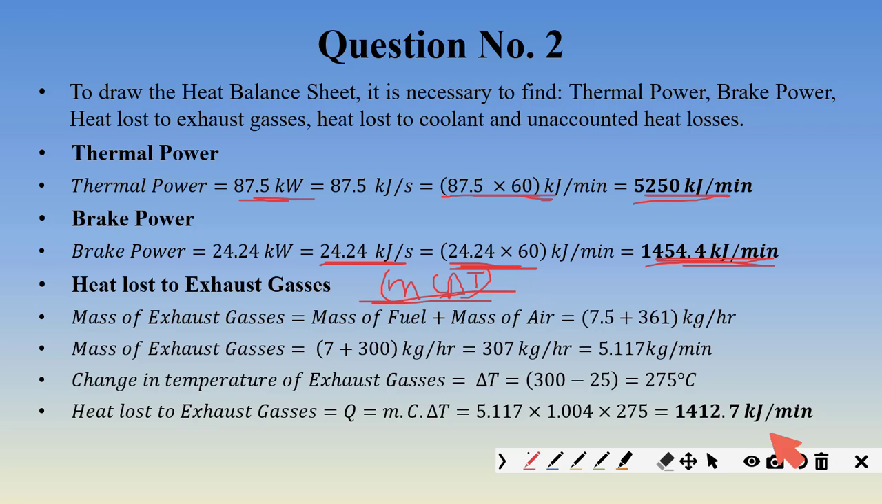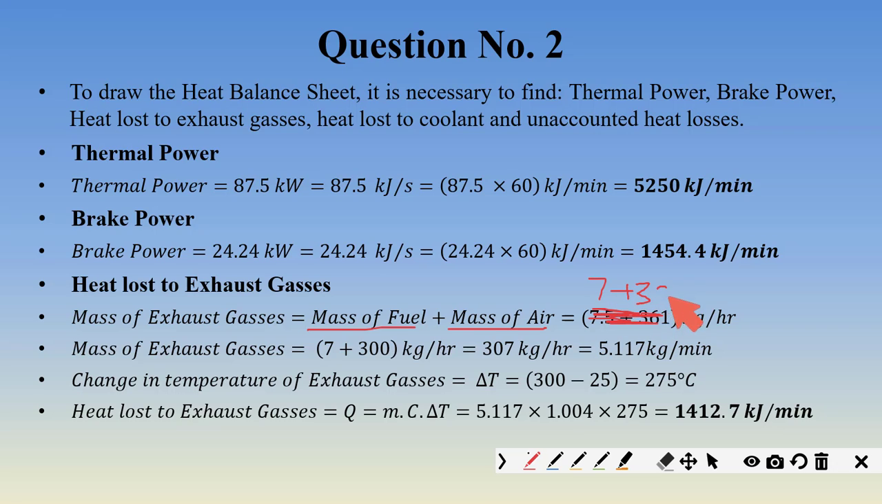What is the mass of exhaust gases? What are exhaust gases made up of? Exhaust gases are made up of fuel and air. So fuel plus air is equal to exhaust gases. I am really sorry, I just copied it from the previous sum. It should be 7 plus 300. Okay, so 7 plus 300 is 307 kg per hour. That is 5.117 kg per minute. So you know the value of m.